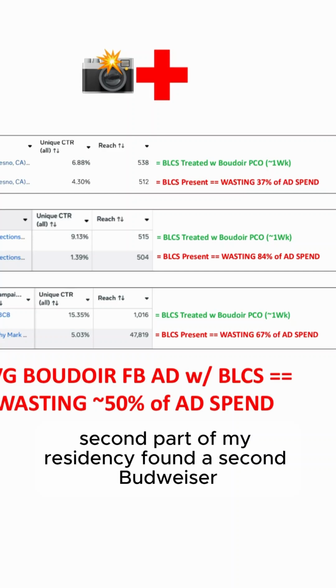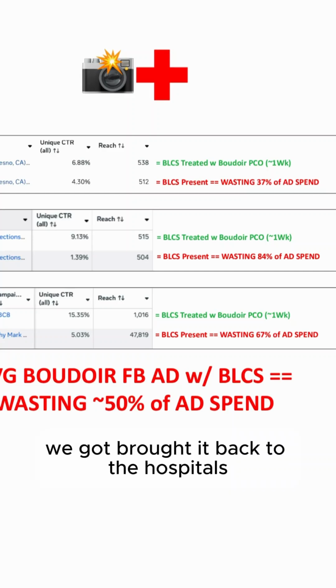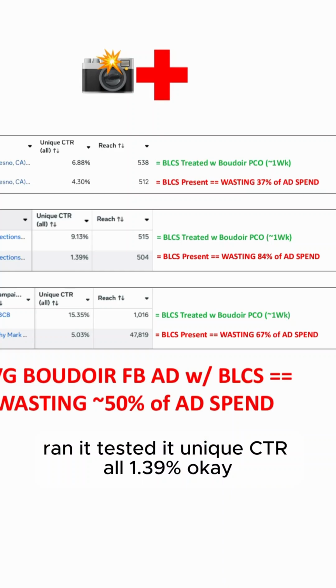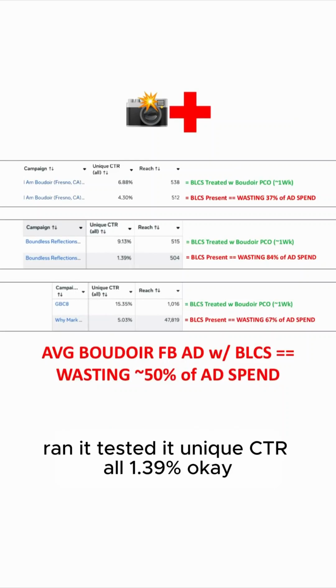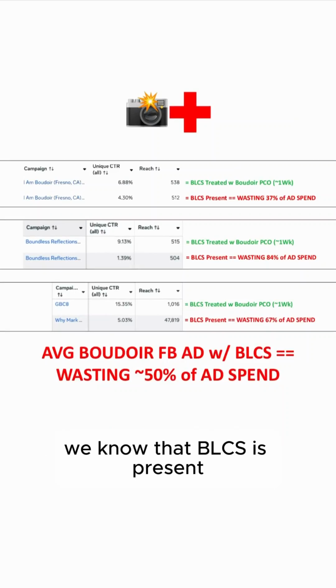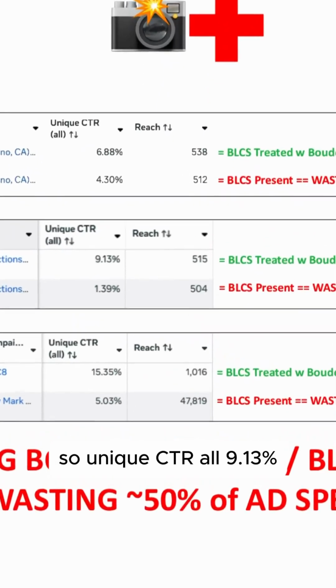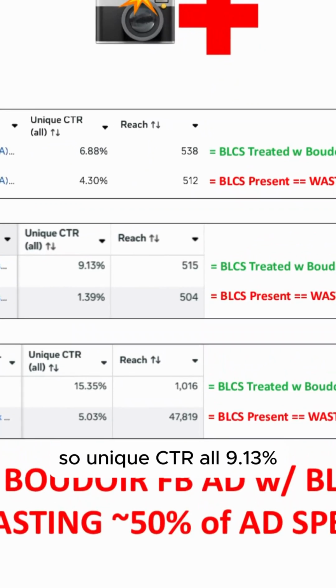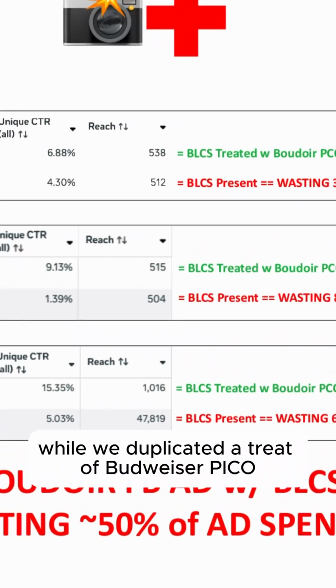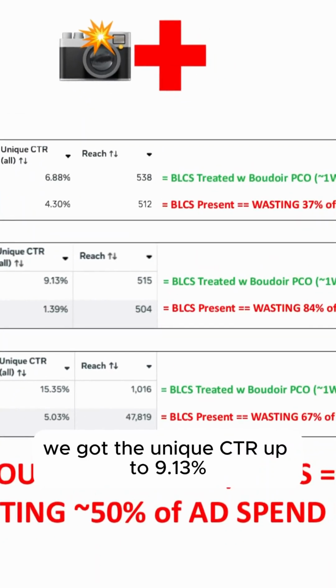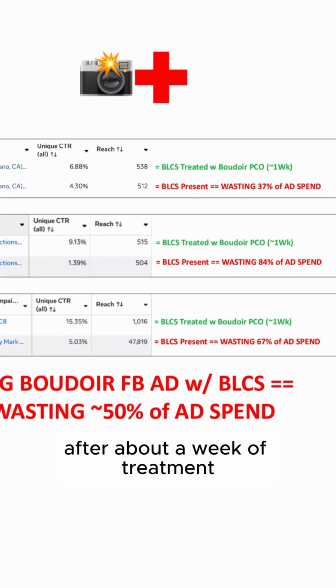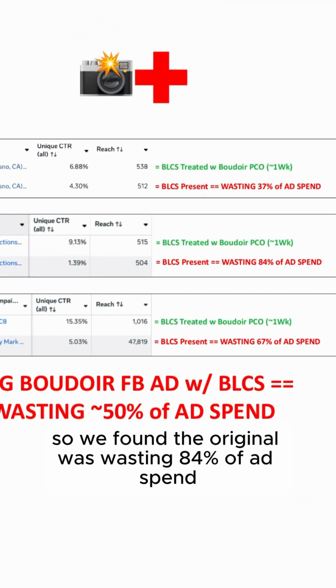All right, second part of my residency, found a second Boudoir Facebook ad, brought it back to the hospital, ran it, tested it, unique CTR 1.39%. Okay, we know that BLCS is present. Well, we duplicated it, treated with Boudoir Pico. We got the unique CTR up to 9.13% after about a week of treatment. So we found the original was wasting 84% of ad spend.